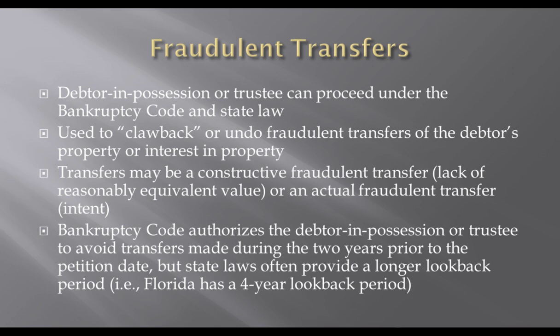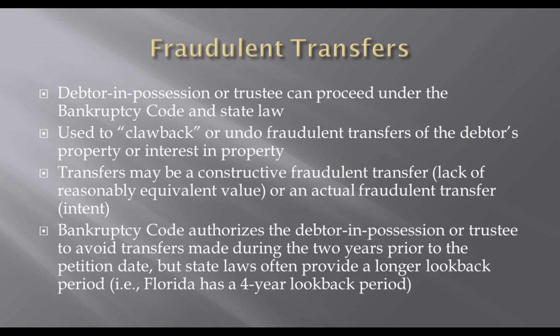There are 2 types of fraudulent transfers. There's constructively fraudulent transfers, and then there's actual fraudulent transfers. The typical constructive fraudulent transfer is where the debtor sells goods, a good that typically sells for $100,000, but in this instance, the debtor sold it for $50,000 without any justification for doing so.